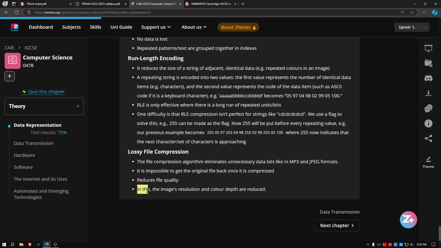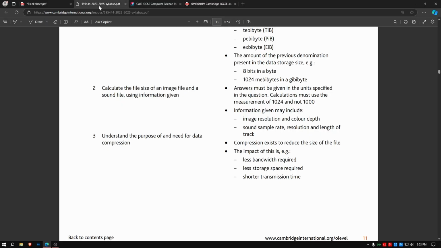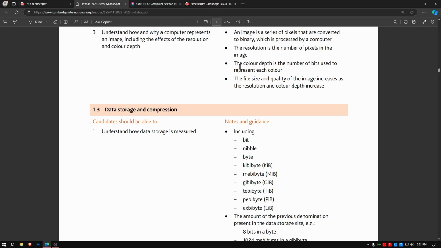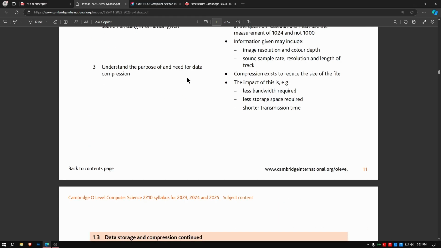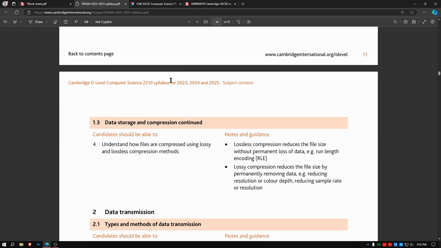Up next is this image. I don't know in which file format, but in JPEG, the image resolution and color depth are reduced. So that is more or less all on data storage and compression.